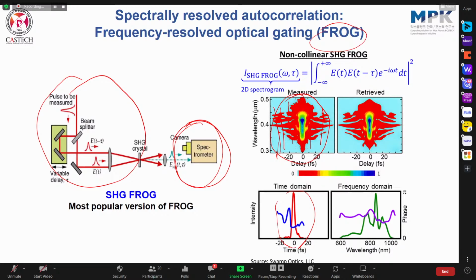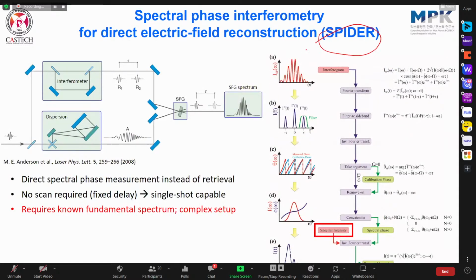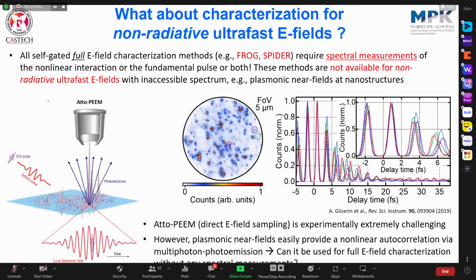This is a good method, but you need to run the retrieval program, so it cannot be used in real time. So for that purpose, people developed SPIDER, and this is good in terms of real-time diagnostics, but as shown here, the optical setup is more complicated than FROG, okay? So these are good methods, but they have a disadvantage, some weak points. The weak point is, how about ultrafast pulses which do not radiate? SPIDER and FROG need a spectrometer to characterize the pulse.